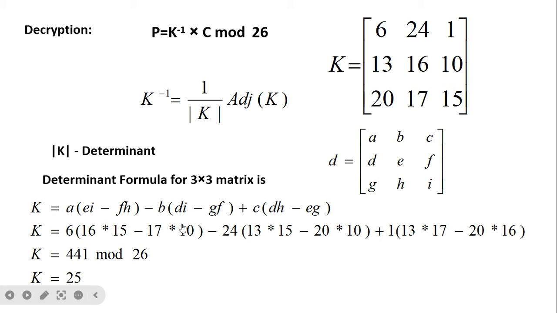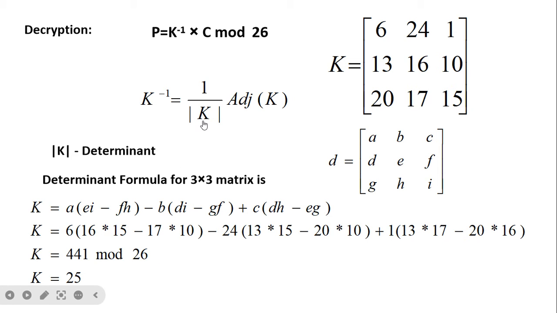So we will take the corresponding elements and do the operation, and after the operation the answer is 441. So again it is not between 0 and 25, so we do the mod 26 and we get 25. So this is our answer, 25. So the determinant for this 3 by 3 matrix is 25.